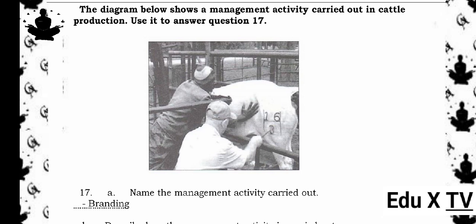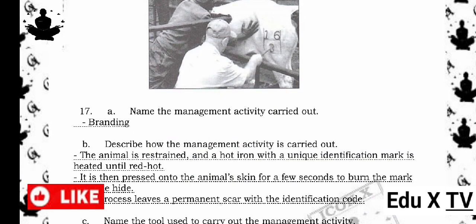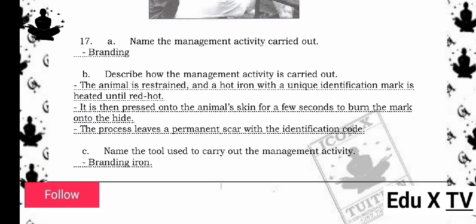The diagram below shows a management activity carried out in cattle production. Use it to answer question 17. 17. A. Name the management activity carried out. Branding. B. Describe how the management activity is carried out. The animal is restrained, and a hot iron with a unique identification mark is heated until red hot. It is then pressed onto the animal's skin for a few seconds to burn the mark onto the hide. The process leaves a permanent scar with the identification code.